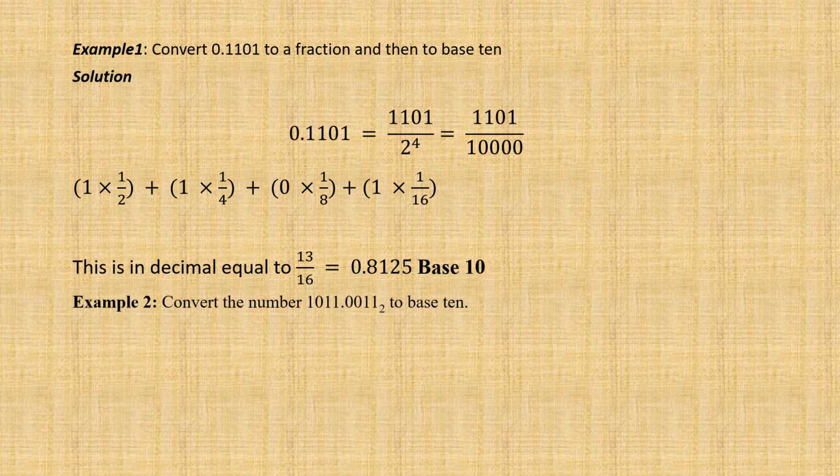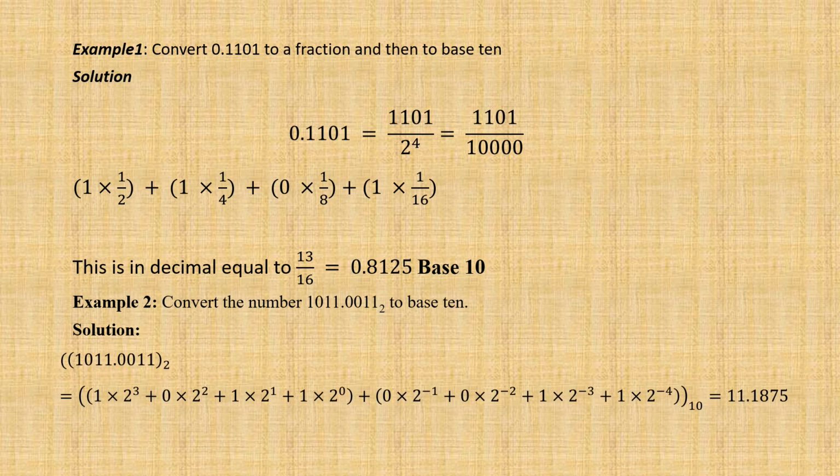Example 2. Convert the number 1011.0011 base 2 to base 10. Solution: 1011.0011 base 2 equals 1 times 2 power 3, plus 0 times 2 power 2, plus 1 times 2 power 1, plus 1 times 2 power 0, plus 0 times 2 power minus 1, plus 0 times 2 power minus 2, plus 1 times 2 power minus 3, plus 1 times 2 power minus 4, base 10, equals 11.1875.